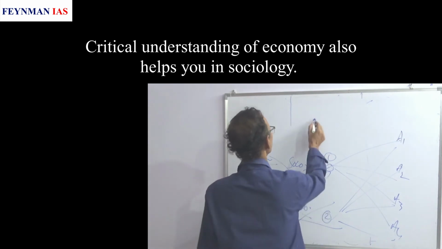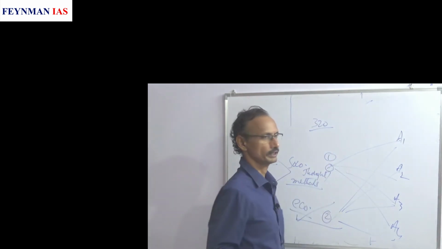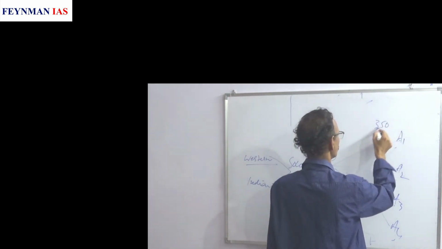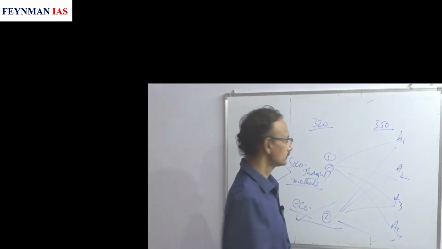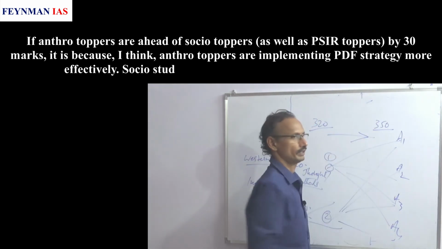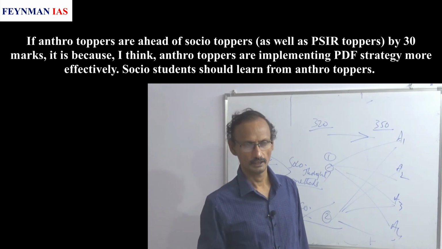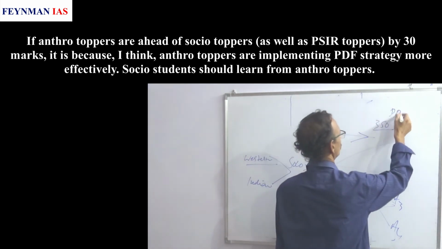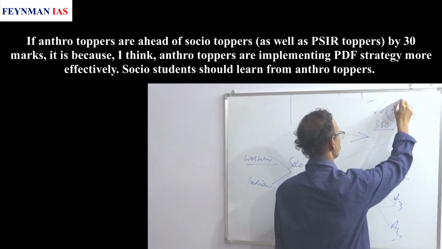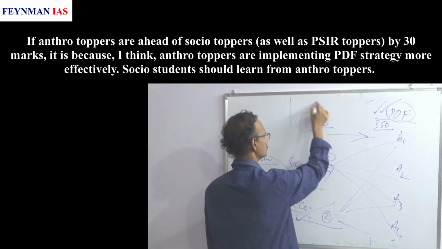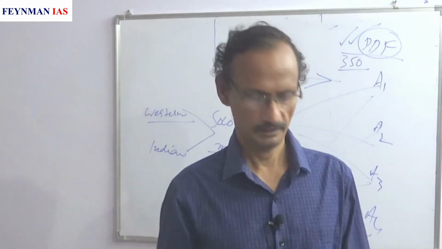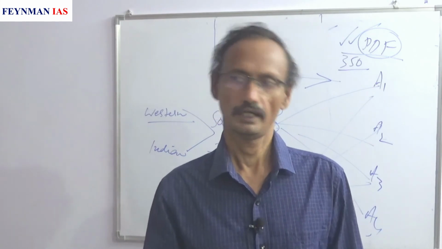As of now, 320 is supposed to be a top score in sociology, whereas in anthropology it is coming out to be 350. So there is a 30 marks gap between anthropology and sociology, and I would say the difference is because of the PDF strategy. Anthro students are using PDF, whereas sociology students are not doing much. So I want you to implement PDF and move towards Anthro scores.